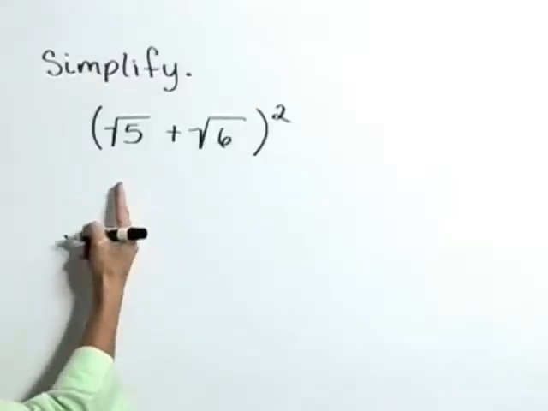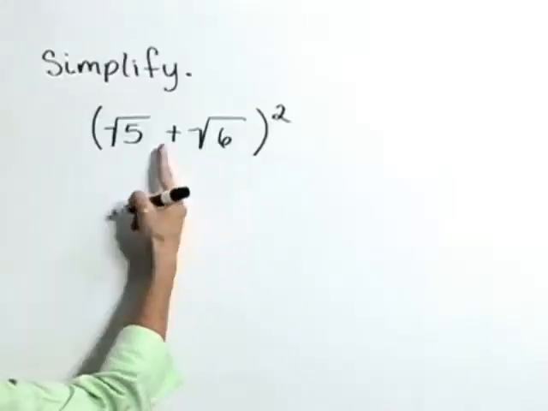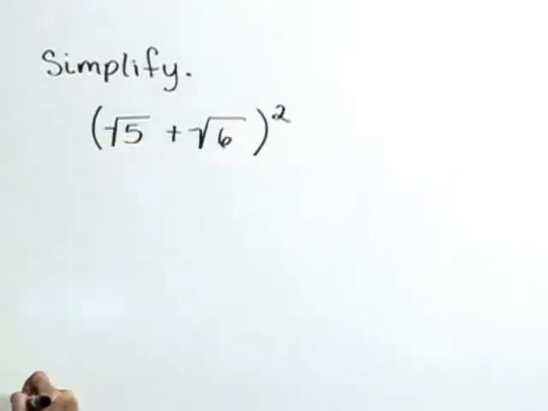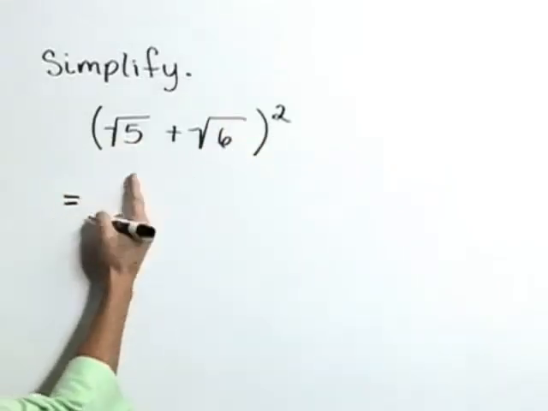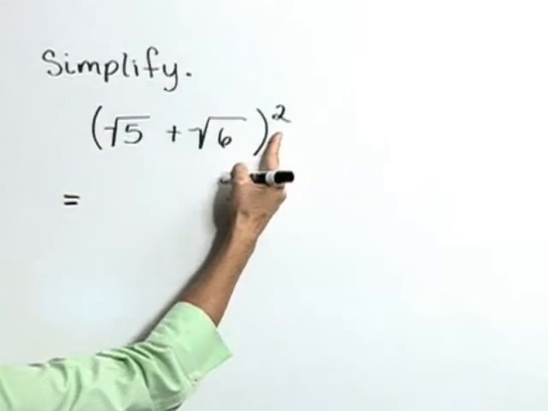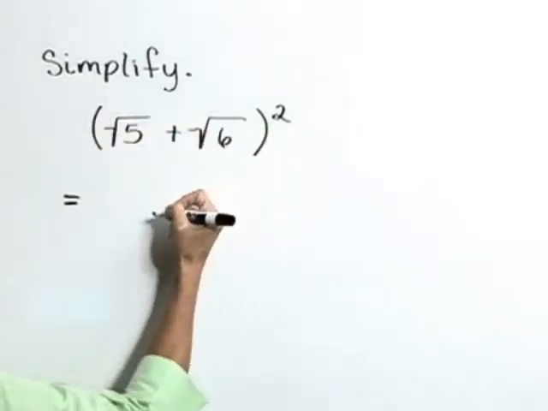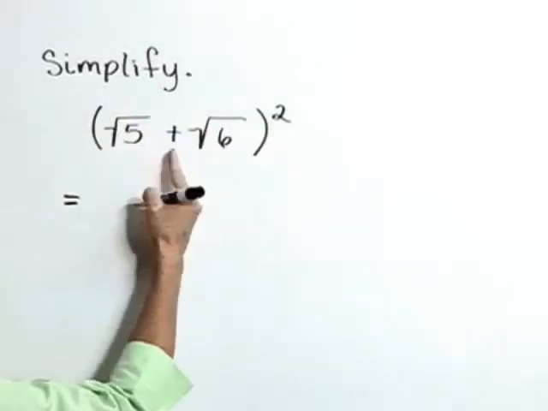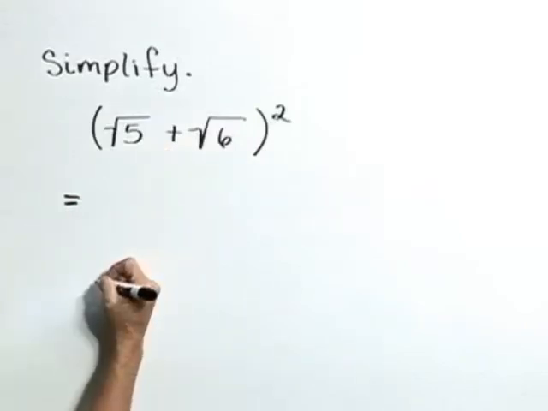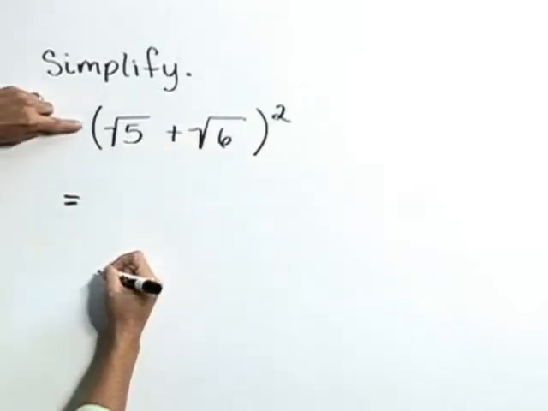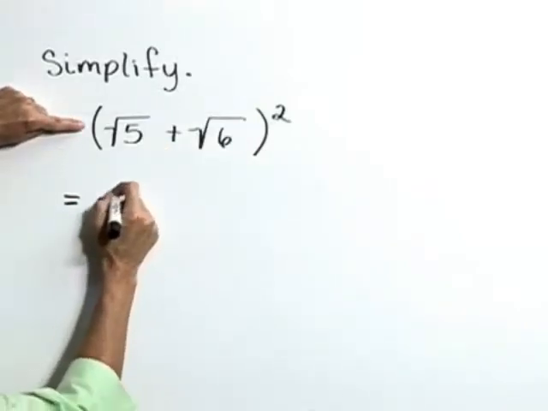Simplify the square root of 5 plus the square root of 6, quantity squared. Now we can think of this as a binomial squared, and then use the corresponding formula for squaring a binomial which has a plus sign in between. To do that, we'll take our first term and square it.